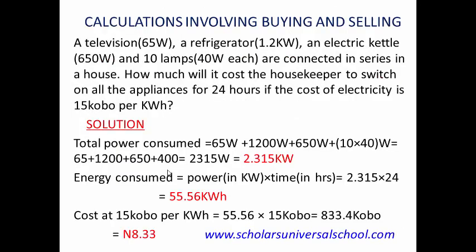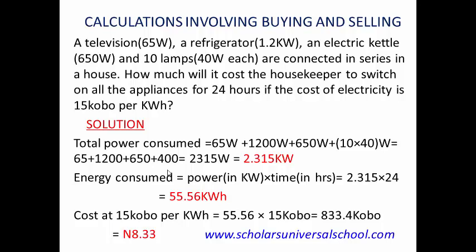Now let us have a very good question here, on calculations involving buying and selling. A television which is rated 65 watts, a refrigerator which is rated 1.2 kilowatts, an electric kettle which is rated 650 watts, and 10 lamps which are 40 watts each. We are told in the question that they are connected in a house. The question says: how much will it cost the housekeeper to switch on all appliances for 24 hours if the cost of electricity is 15 kobo per kilowatt hour?